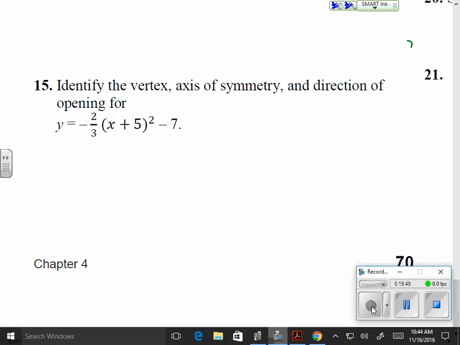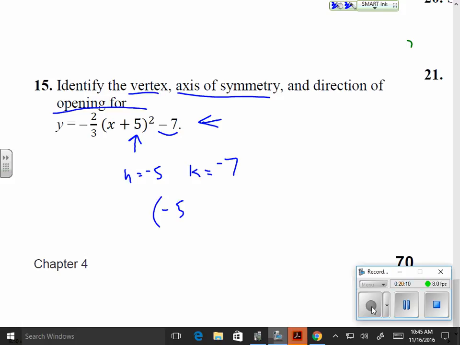Number 15, I need to find the vertex, axis of symmetry, and direction of opening. Now, this equation is already in vertex form. So h would be -5, k would be -7. So that means my vertex is at -5, -7. And that also means that my axis of symmetry is at x equals -5. And since that number is negative, that means it's going to open down.